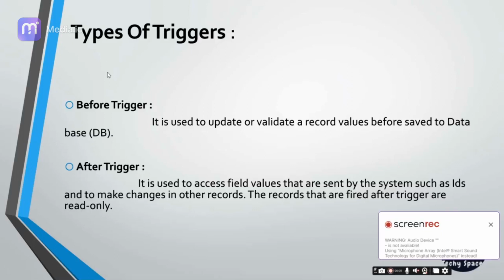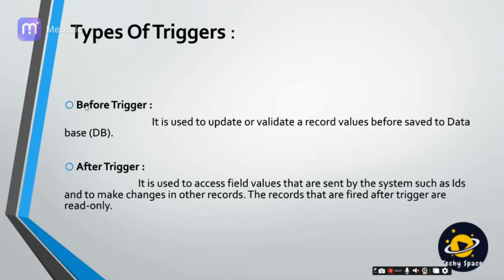The next topic is types of triggers. The first one is the before trigger. A before trigger is used to update or validate record values before they are saved to the database. In simple words, if before a record is saved to the database you want to update the record or validate it, you can do that with the help of a before trigger.